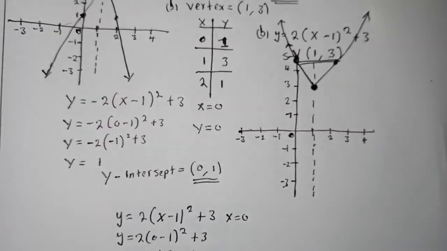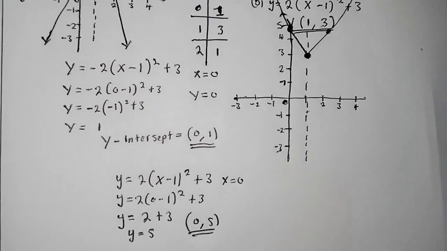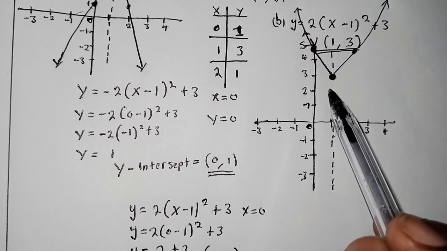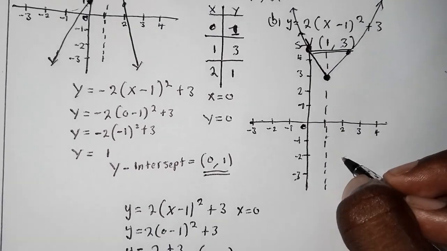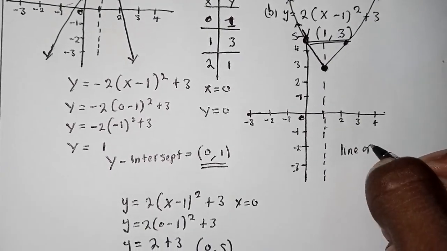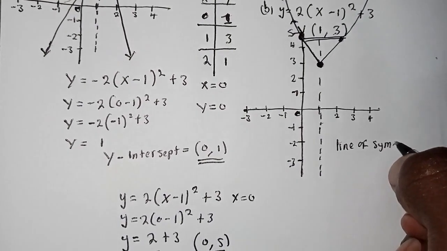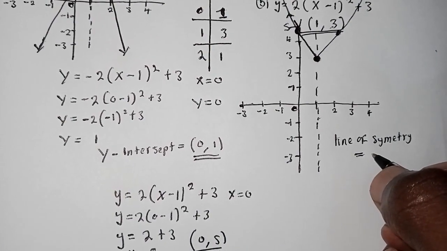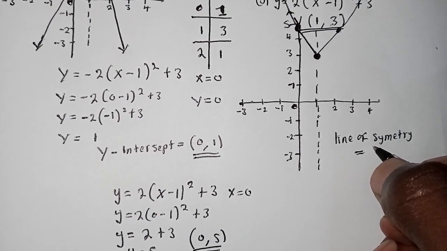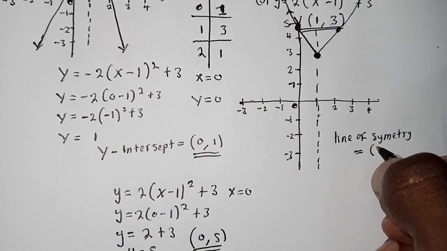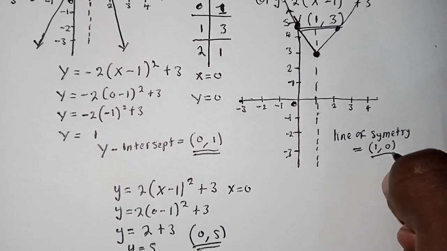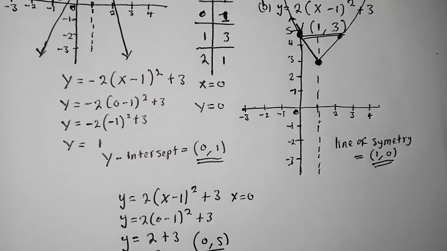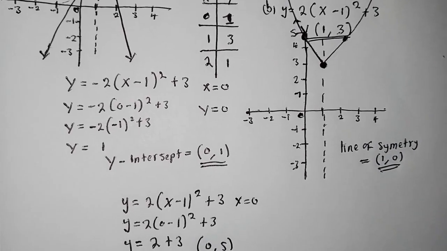From there, of course, we have found our y-intercept. It's here. We have found our vertex. It's here. We have found our line of symmetry. The line of symmetry is at x equals 1. Okay, so this is how simple these things are.